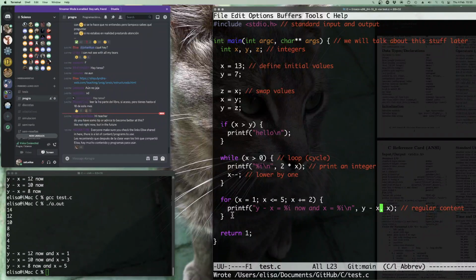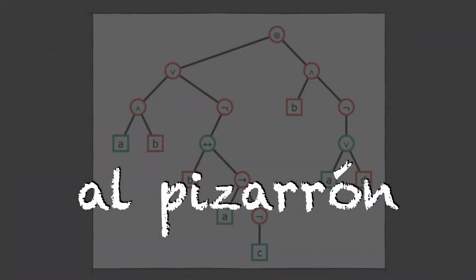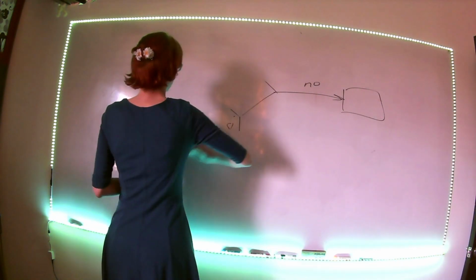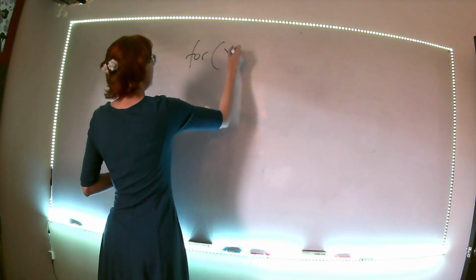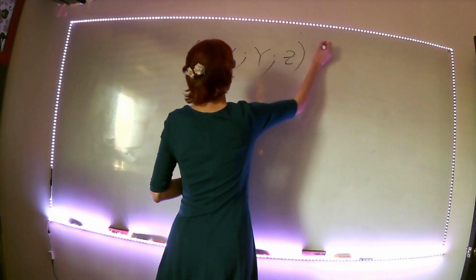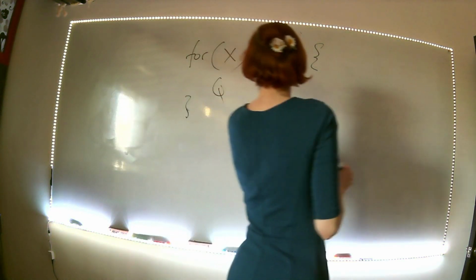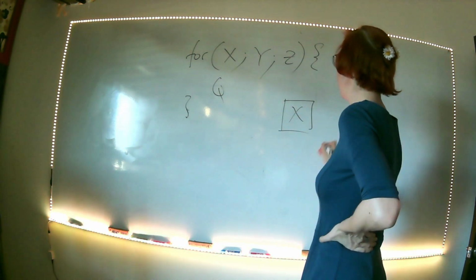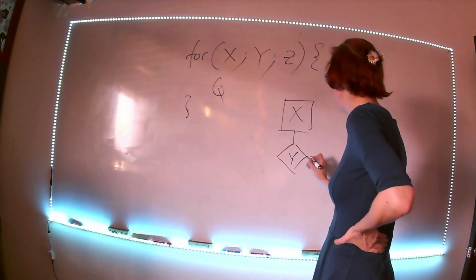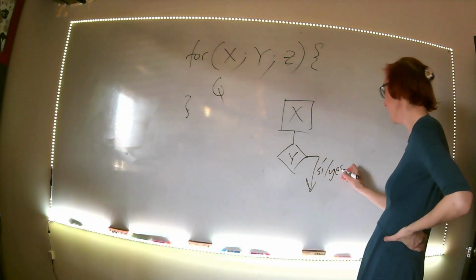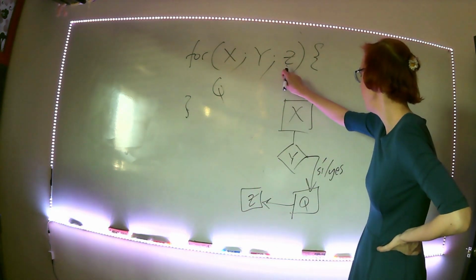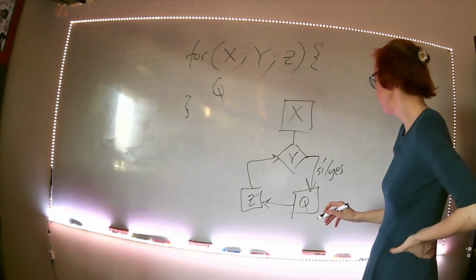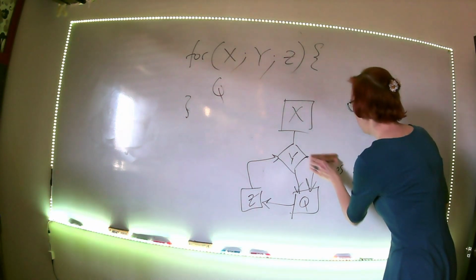I'm going to go on the whiteboard to draw the order of how this stuff is happening. So I have a for, and there's a thing here, there's a thing here, there's a thing here, and then there's a thing here. So what it looks like is first we do this stuff in x. Then we evaluate the condition in y. If it checks out, if it says yes, we're going to do the stuff in q. After we do the stuff in q, we will do the stuff here in z. Then we will re-evaluate the condition. And actually, let's put the yes here. It's easier to draw if the yes goes here.